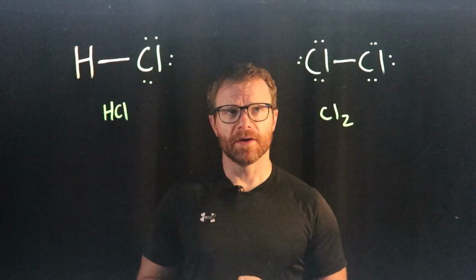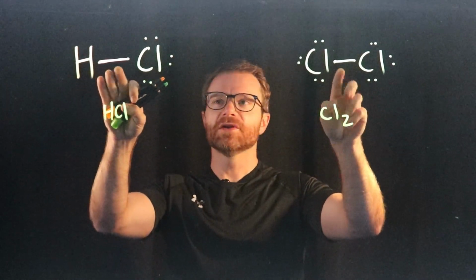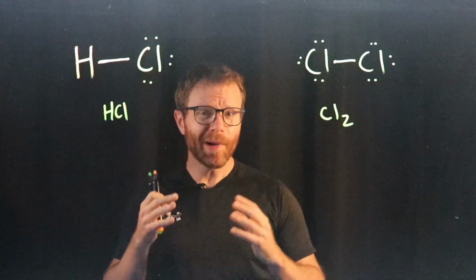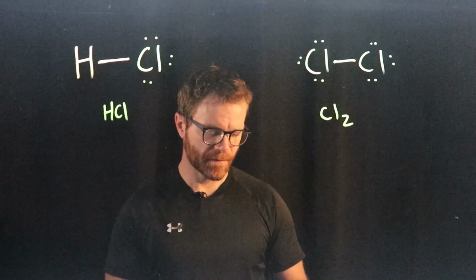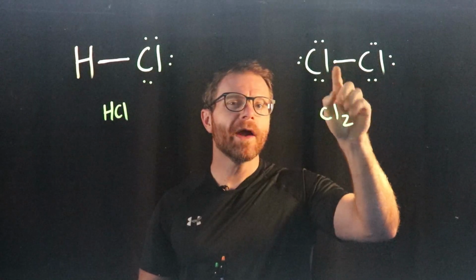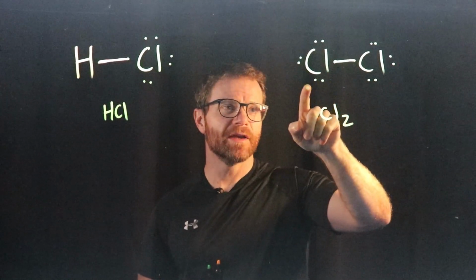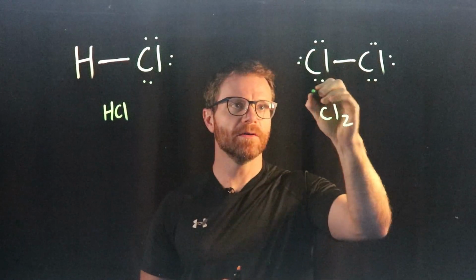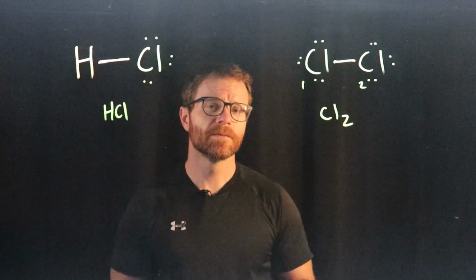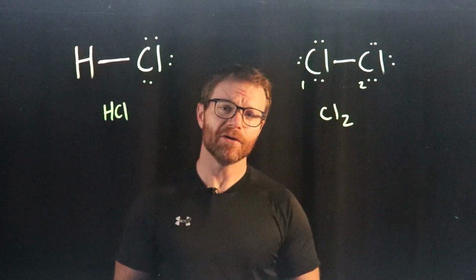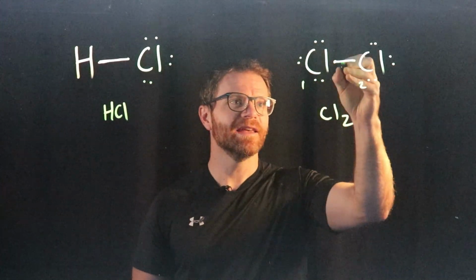Now, what's new here is in both these cases, the electrons are being shared. But if I were to ask you, if you look at this Cl here, where are the electrons? Are they closer to this chlorine here? Let's call this chlorine 1. Or are they closer to this chlorine here? We'll call that chlorine 2. Or are they exactly in the middle? The answer is they're exactly in the middle.